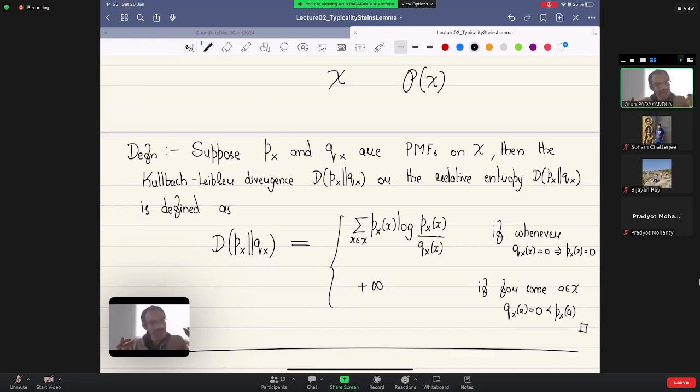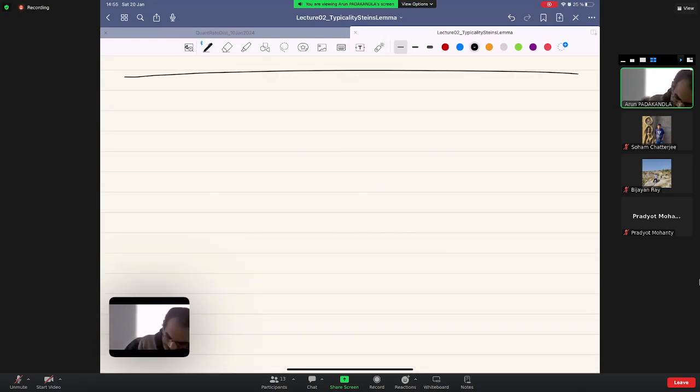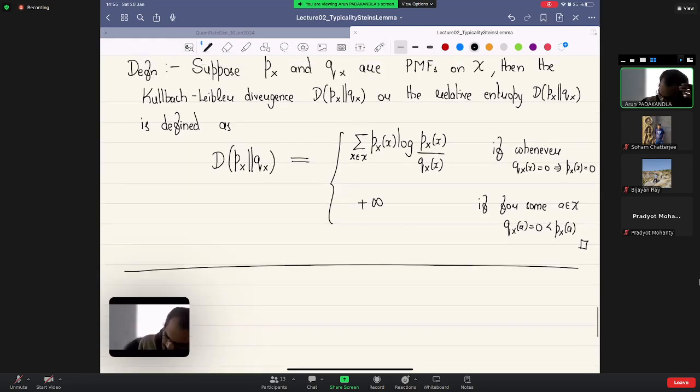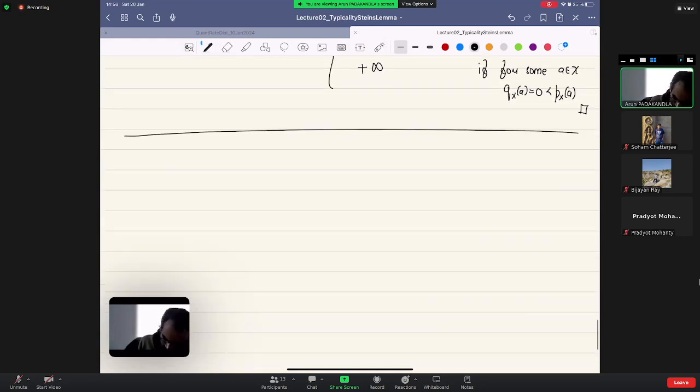This is not a metric. It is not symmetric. It's not a metric, but it satisfies the Pythagoras theorem. The parallelogram, sorry, law. It satisfies the parallelogram law. And we will see its application in a couple of lemmas. Okay, so I'll just leave this here. Okay, so what do I want to do?